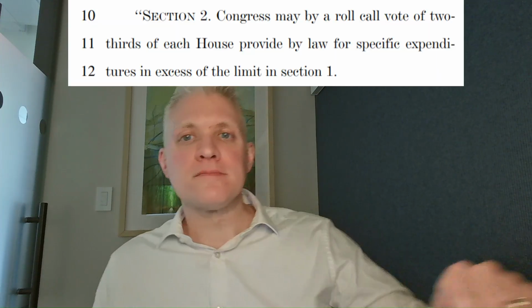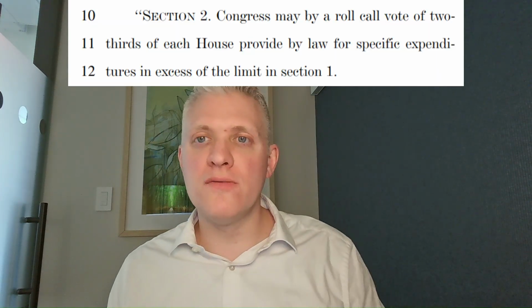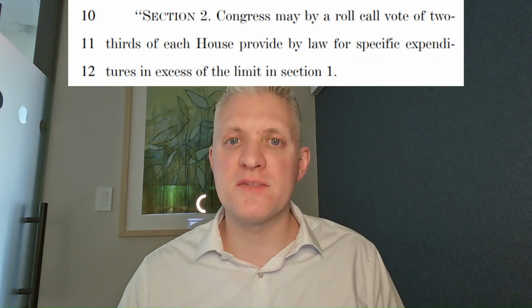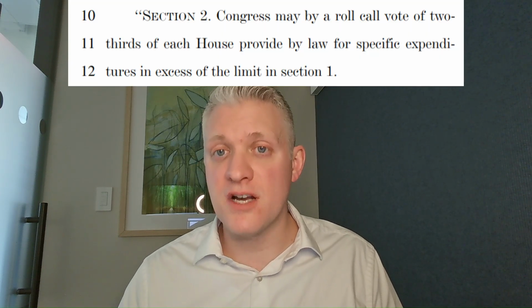Section 2, Congress may by a roll call vote of 2/3 of each house provide by law for specific expenditures in excess of the limit in section 1. Okay, so there's the general rule that spending is limited to the rolling average of revenue, adjusted for a couple things. Now, emergencies happen. We have wars, pandemics, natural disasters, lots of things. And if you can muster 2/3 support in both houses, then you can spend for that thing without having to offset it in real time.